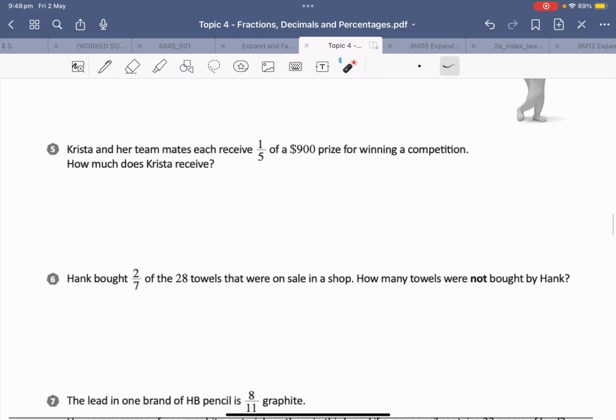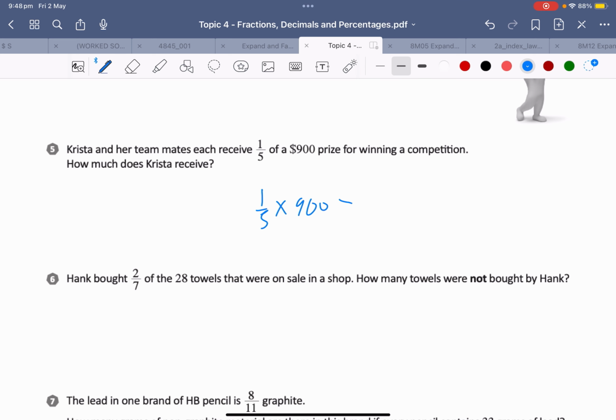Krista and her teammates each receive 1/5 of a $900 prize. How much does Krista receive? 1/5 times 900, which is the same as 900 divided by 5, which is so easy. Okay? Give me just 1 second for me to do this in my head. I can't do this. $180, I think.